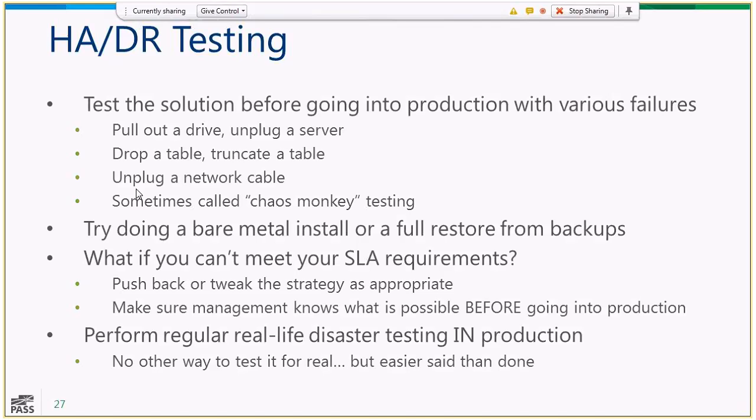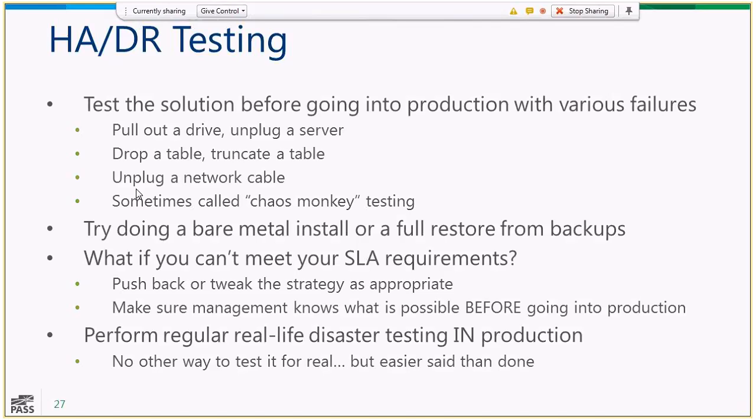So we have to put something in place to detect that and force a failover. Doing that is really, really important. It's also important that you actually practice a bare metal install. What happens if you have to stand up a new server and get everything reinstalled and reconfigured on it? That means racking the server and cabling it, installing and patching Windows, and installing and patching SQL Server. Can you actually do that? And how long does it take you?